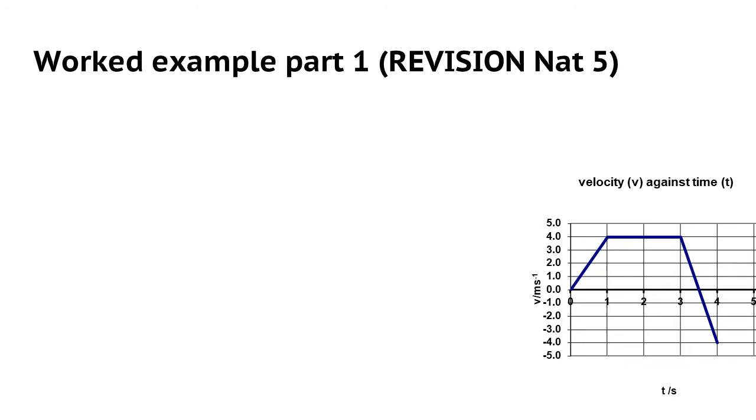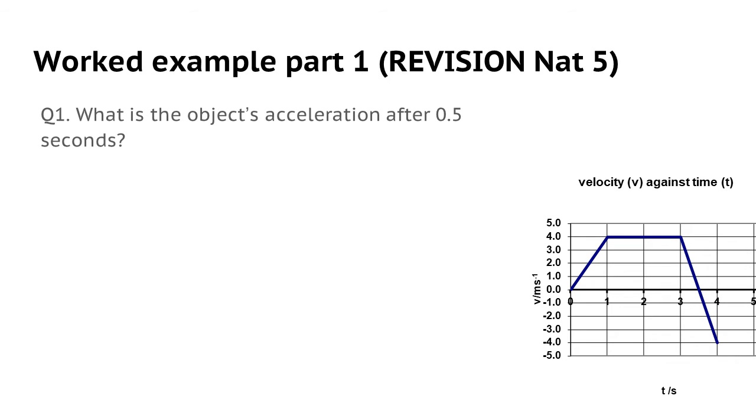The first worked example that we're going to look at here is really revision of National 5, so I'm going to go through it quite quickly. We also looked at it a couple of lessons ago in the first lesson of motion time graphs. We're looking for the object's acceleration after 0.5 seconds. Now, to get the acceleration, we need to know the gradient. The gradient to this point here is actually going to be the gradient of this entire straight line, because the gradient doesn't change.